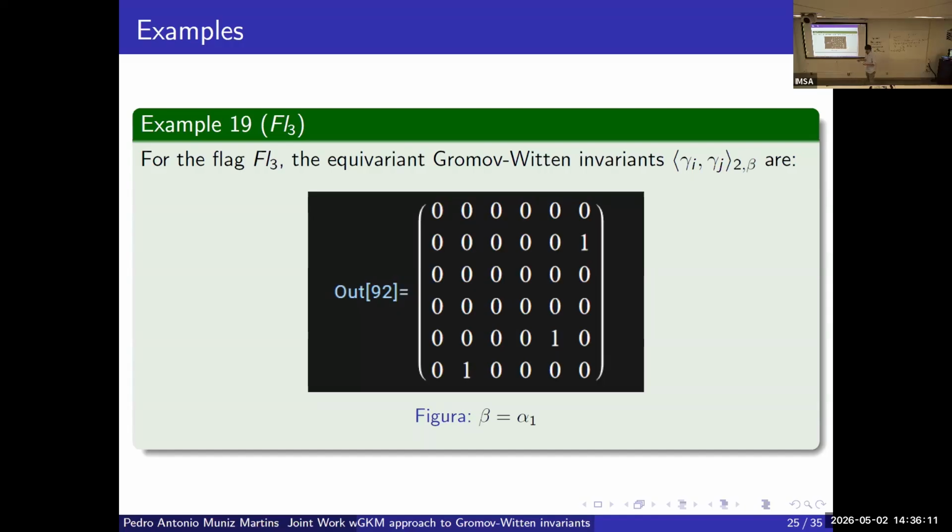I just computed two-point Gromov-Witten invariants because it's easier to show to you. But it's possible to compute the quantum multiplication. And 92. What's that? 92. Oh, the number of attempts probably. No, the lines in the code. We don't have an interface yet. It's coming soon. User friendly.